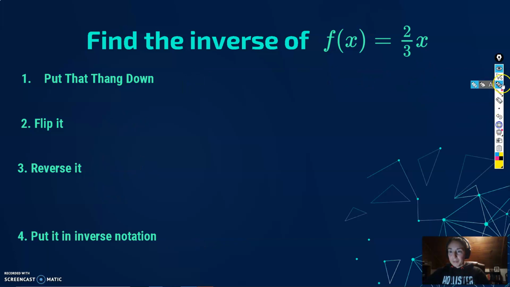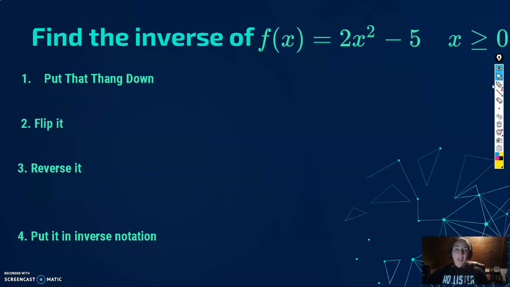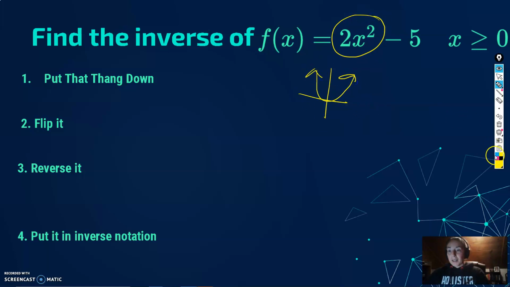Alright, let's see another example. Find the inverse of this guy, 2x squared minus 5, on the domain, though, such that x is greater than or equal to 0. So notice if we did not restrict the domain, because this is a quadratic, what do the graphs of quadratics look like? They're the U. These guys, without restricting the domain, fail the horizontal line test, not one-to-one. So without the restriction of the domain, we couldn't do this.